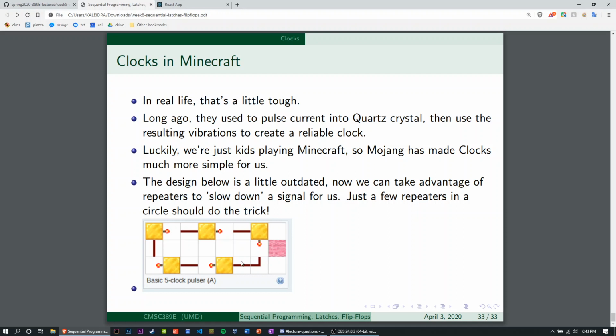You can literally see the signal moving around, and if you wanted to speed up or slow down the signal, all you'd have to do is change the configuration on your repeaters, or you could just make that circuit bigger, right? The longer that signal has to travel, the longer it'll take to come around in a circle.